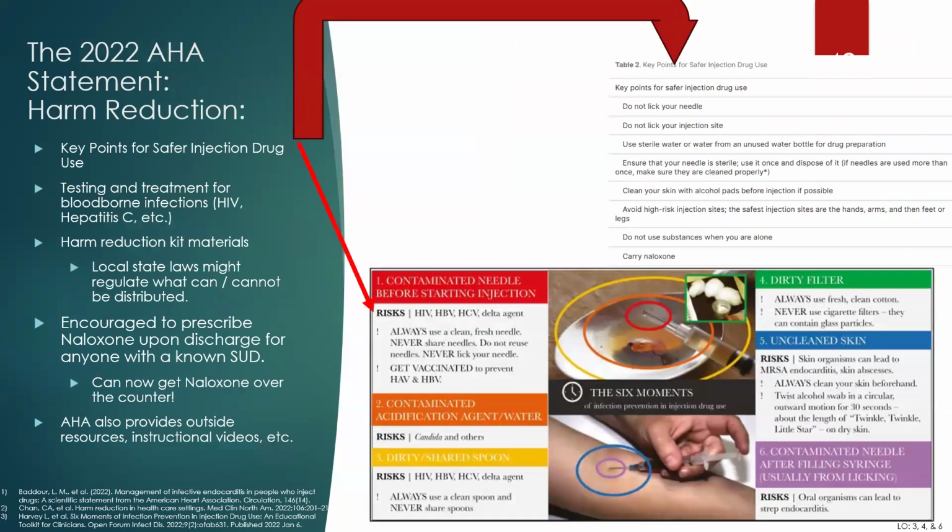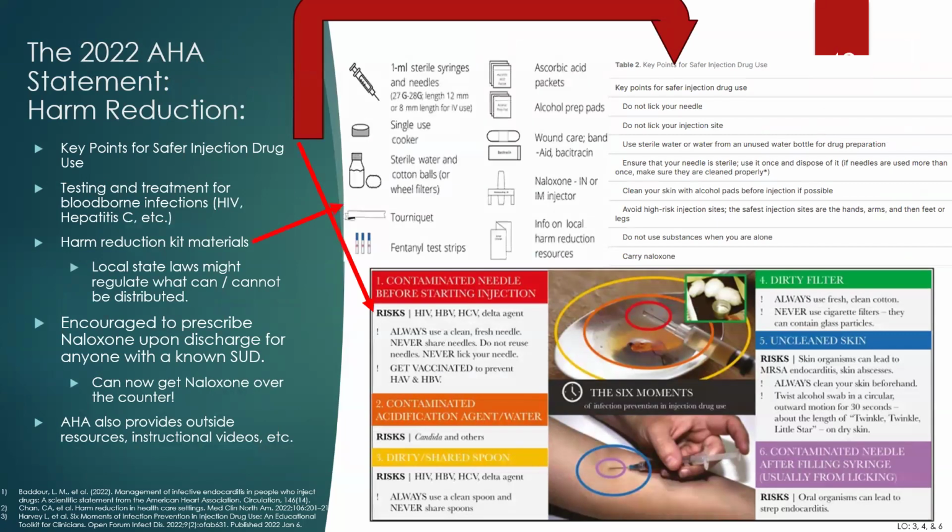So some key points for safer injection: don't lick your needles, do not lick your injection site, make sure that the site is clean. For providers, they recommend testing for bloodborne infections such as HIV and hepatitis C, and they recommend some harm reduction kit materials that hospitals can implement. And they encourage people to prescribe naloxone upon discharge for anyone with a known substance use disorder, but you can get it over the counter now. But there's also the issue of people might have an issue with cost, so it's something else to consider.